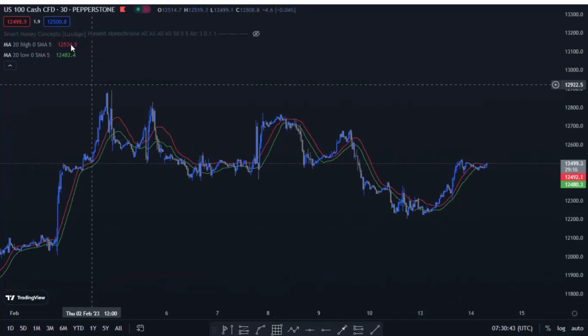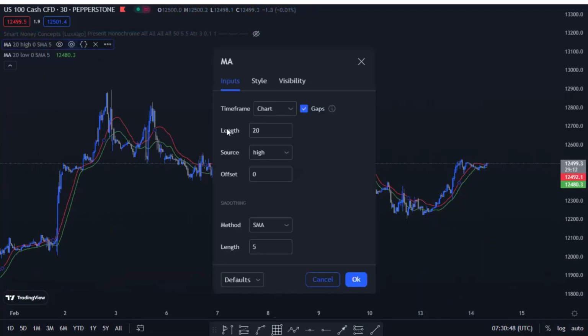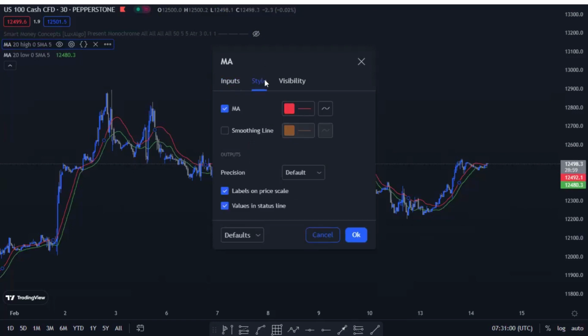So the settings are, let's go to the settings. Moving average 20, length 20, source you turn it to high. It's SMA, simple moving average. The color, the upper one you can put it to red.